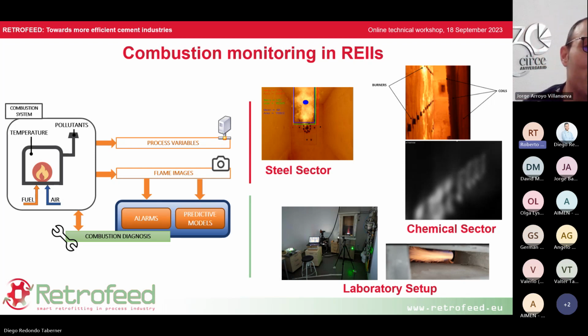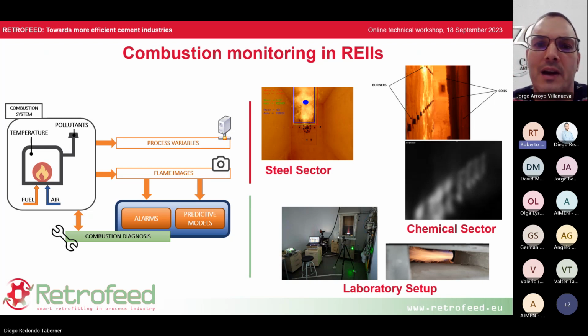Depending on the industry, we have found that a lot of variables are measured or just a few. And often, in these furnaces, we can have access to the images of the flame or the flames, even if we are talking about several burners. The idea is to develop predictive models to diagnose or raise alarms about malfunctioning of the system, or even to predict some variables like the equivalence ratio, the combustion, or similar. On the right, you have some examples.